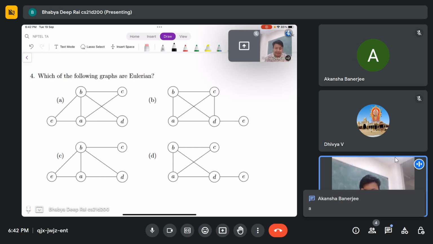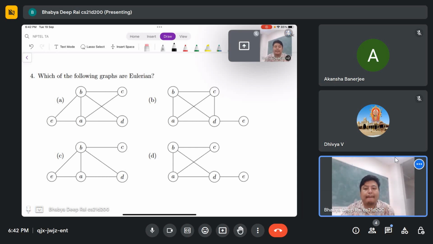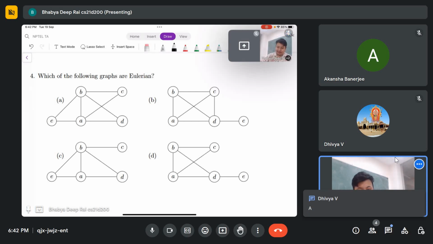Okay, Akanksha says A. Divya says A. Okay, good.